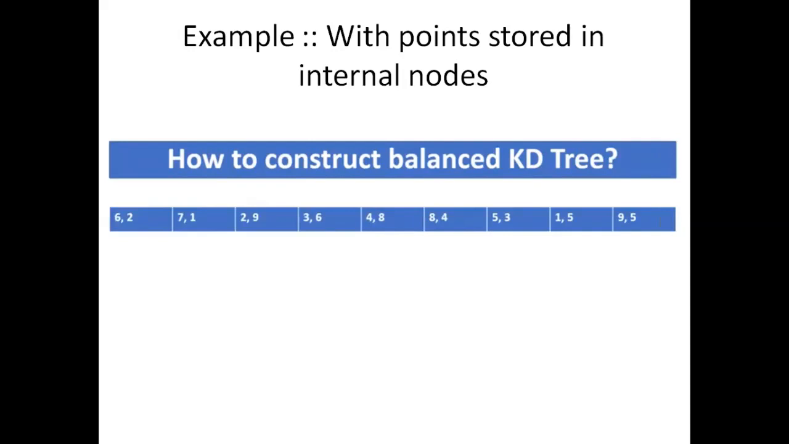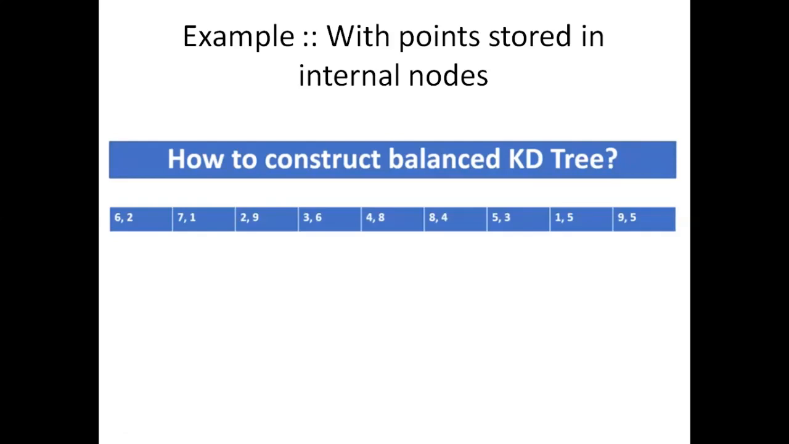So let us see how to construct a KD tree in which the points can be stored inside internal nodes also. So we'll take the same example data set. These are the points given, and here we assume that k is equal to 2. That is, we'll be working in a two-dimensional space. Hence, every point is represented in terms of its x and y coordinate.